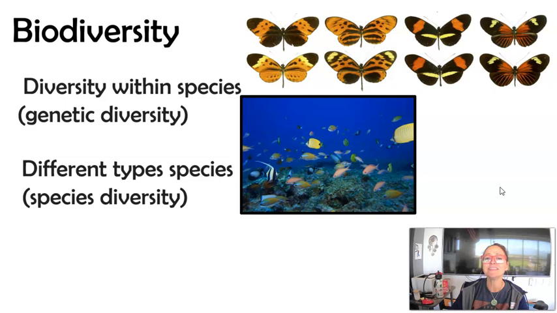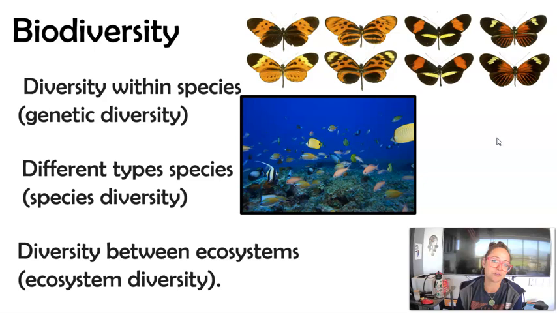And then the last part would be diversity between ecosystems. As our world is undergoing changes with human population growth, habitat loss, and climate change, we may see some shifts in our ecosystem diversity as we lose important habitats such as coral reefs or mangroves, etc. All right, so here's a picture of biomes.